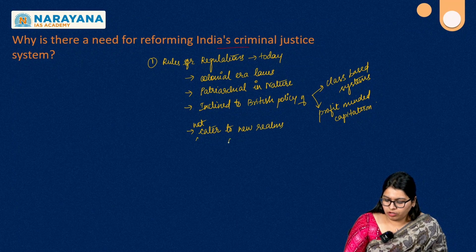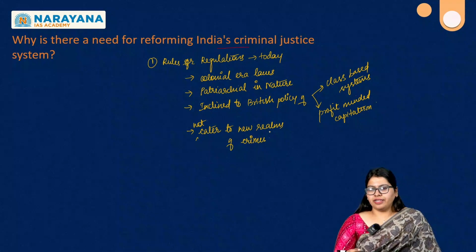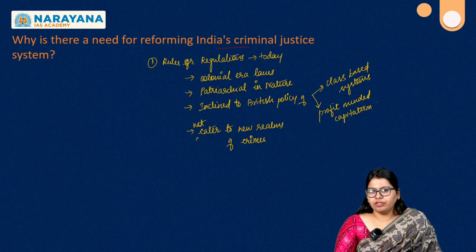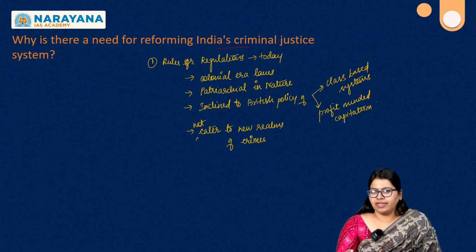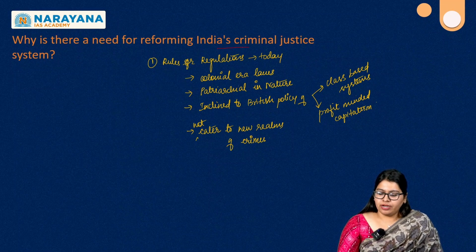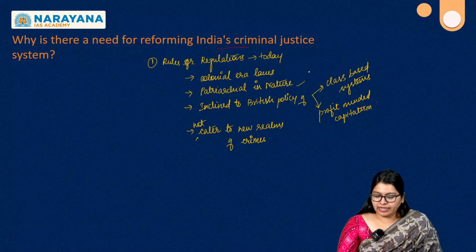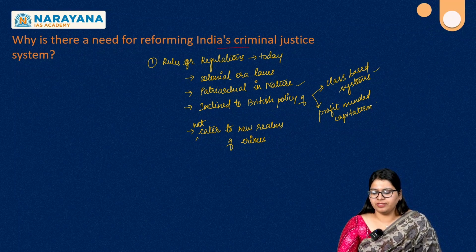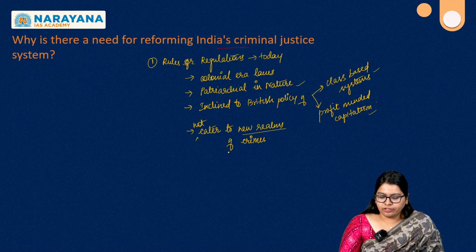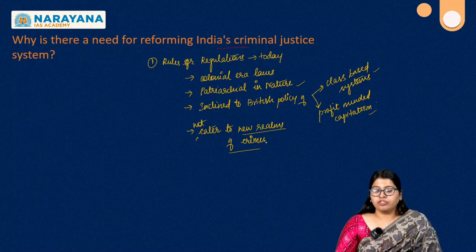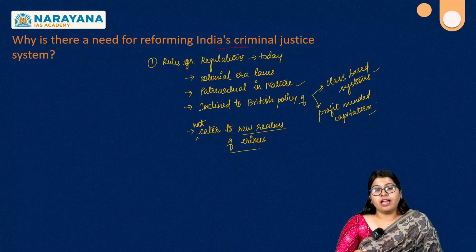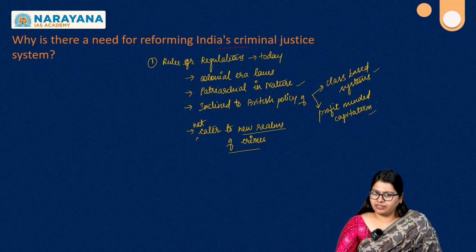of crimes. So the laws that are in place today, that is the Indian Penal Code, the Code of Criminal Procedure, as well as the Indian Evidence Act, were colonial era rules and regulations that were patriarchal in nature, that were inclined to the policy of class-based systems and profit-minded capitalism. As we know, the Britishers were perpetuators of capitalism, and also it did not cater to new realms of crime. So moving forward, we will look into the other needs for reforming India's criminal justice system.